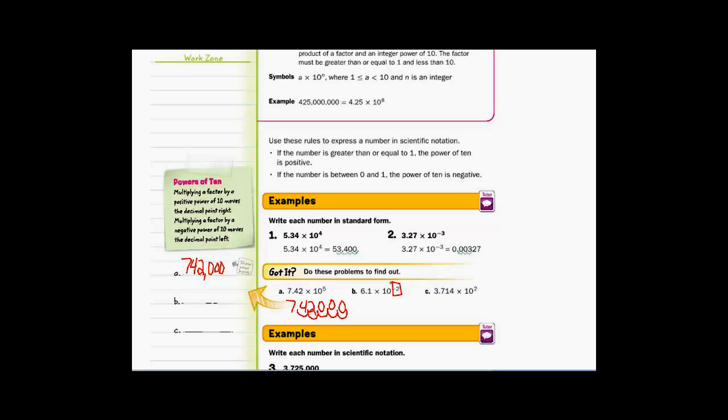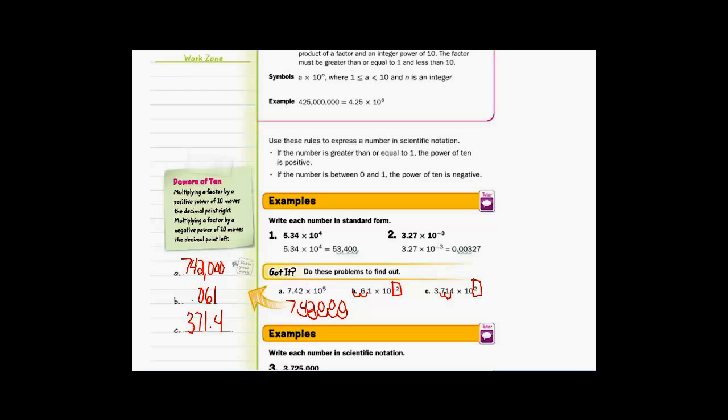Negative exponent indicates a cute little baby decimal. 1, 2, 0.061. Positive 2 makes it bigger. 1, 2, 371.4. All right, so that is taking scientific notation and making them into standard form.